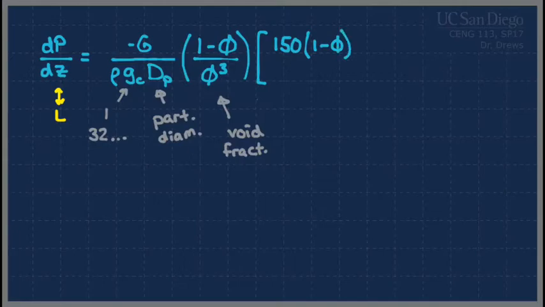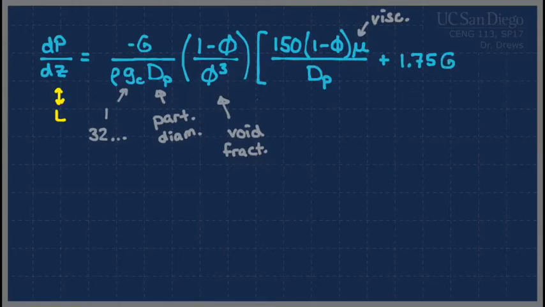150 times 1 minus phi times mu, divided by that same particle diameter. A couple of terms here. This is the gas viscosity. Typically, we assume these things to be air. The viscosity can change a lot with temperature and pressure, but for reasons that we will soon see, it is usually minimal. The term that comes next to this is 1.75 times your mass flux G.